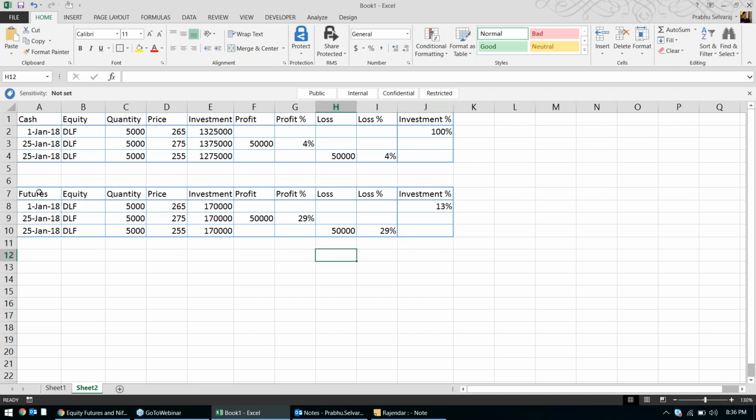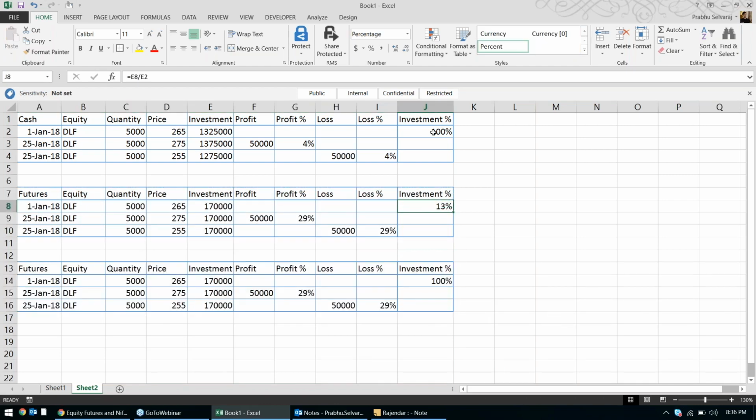It remains the same. So here my investment is just 13% of my actual capital, but I'm able to make the same amount of profit with minimal investment. However, if the stock goes down by 10 rupees, my loss on investment is 4% in cash. In the same case in futures, my loss on investment is 29%, which is very, very high. So this is the risk I'm supposed to bear. If I'm able to bear the risk of 30% of investment, I can trade in futures. Okay, next.